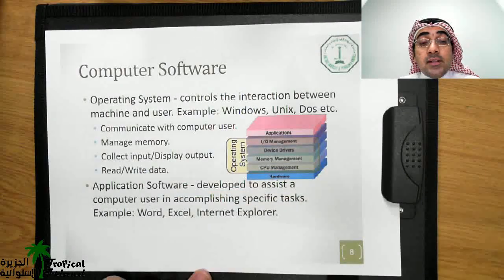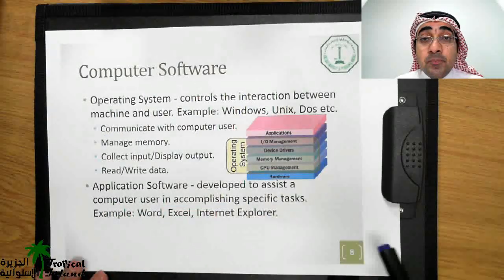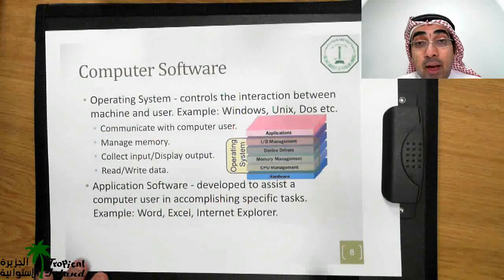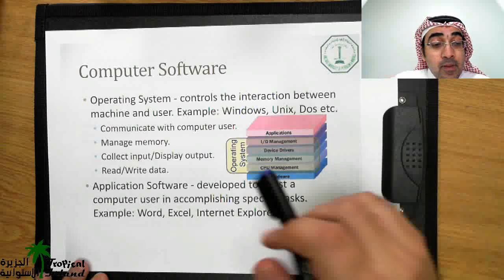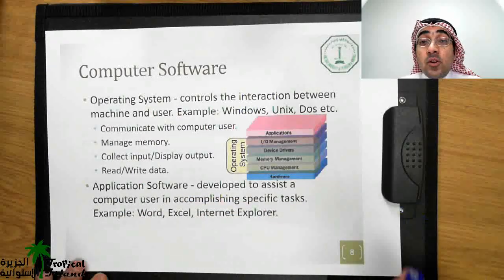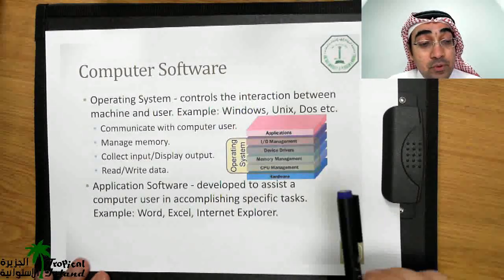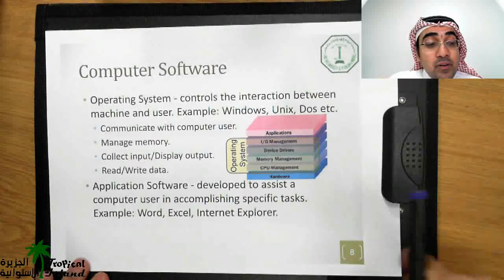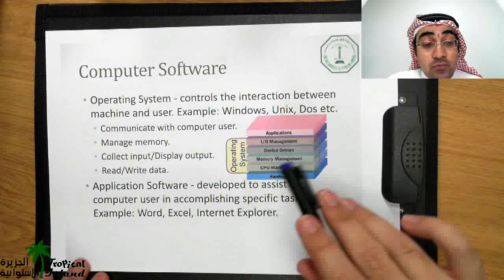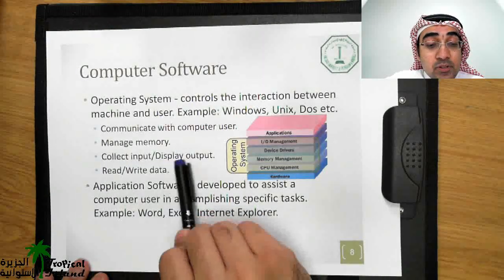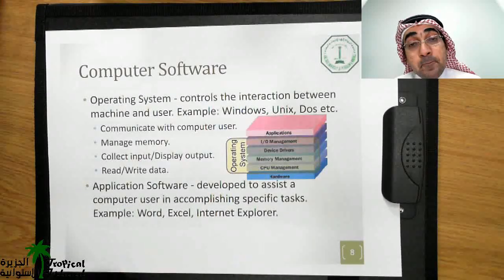These are the four things that the operating system basically does. It communicates with the computer user, so it is the program that takes the inputs and displays the outputs to the user. It manages the memory, so it goes to the RAM and manages it, so you do not have to take care of all the memory of the computer. You will only manage the memory of your program, but you do not manage the memory of the computer. Management of the memory is something that the operating system does for you. It collects input and displays output, and it writes data to the secondary devices. So let me take an example over here.